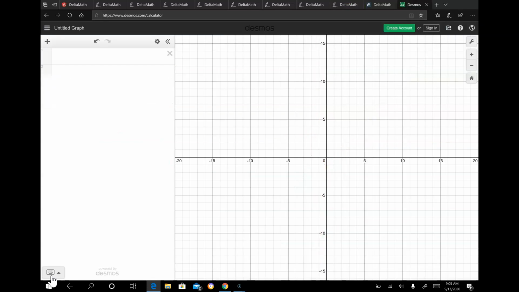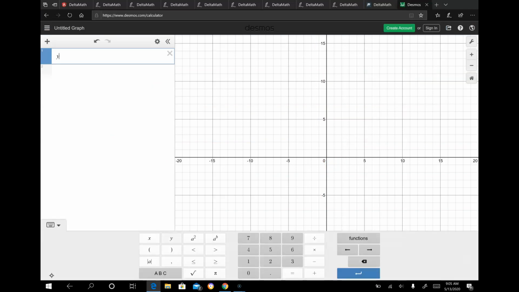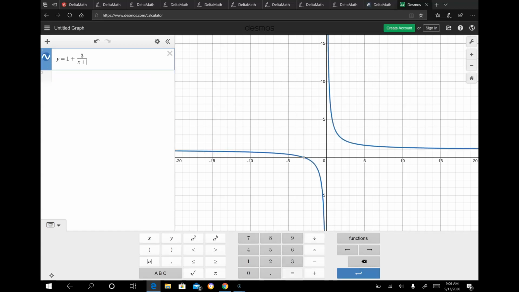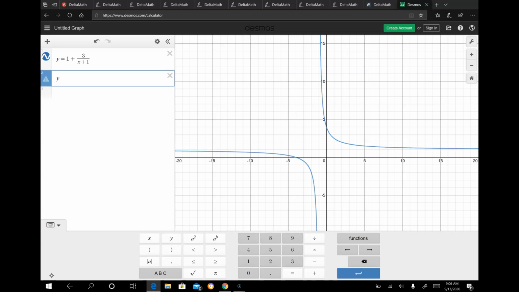Left-hand side, line 1. Y equals 1 plus 3 divided by x plus 1. Right-hand side, line 2, y equals 3 divided by x squared plus 3x, oh my goodness, plus 3x plus 2.